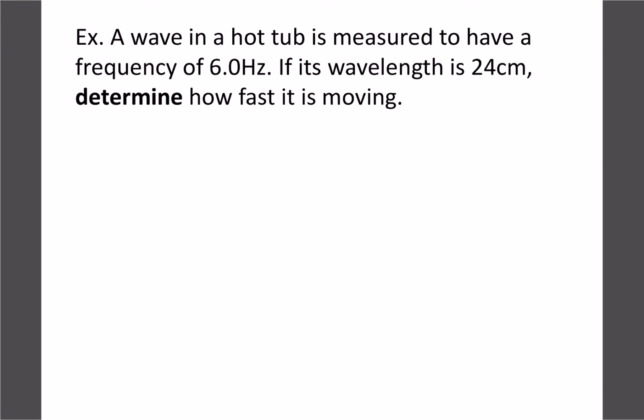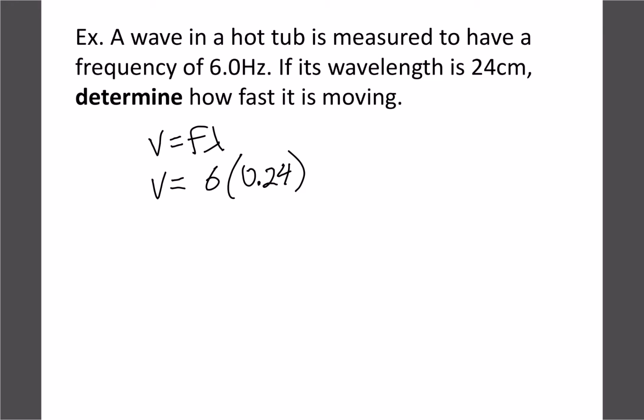So if we have a frequency of 6 hertz and a wavelength of 24 centimeters, we're going to try to figure out our speed. So our frequency is 6. Remember, that's in per second, so that's good. And our wavelength's 24 centimeters. We're going to want that in meters, so that'd be 0.24. So we just simply multiply 6 times 0.24. So pretty easy calculation.